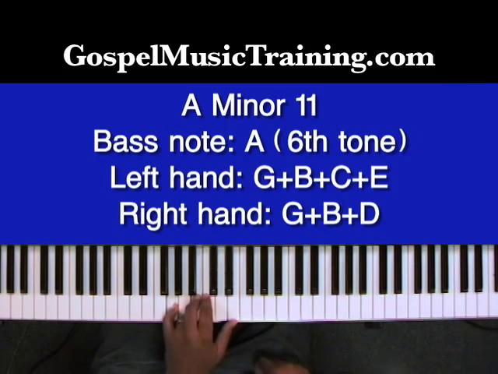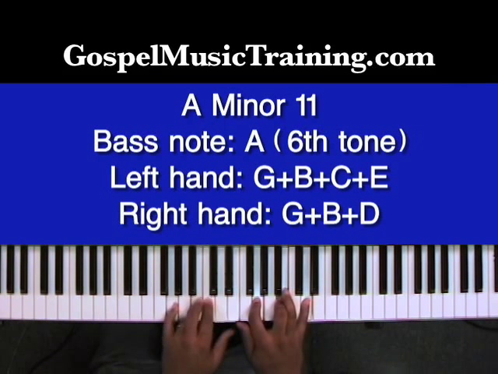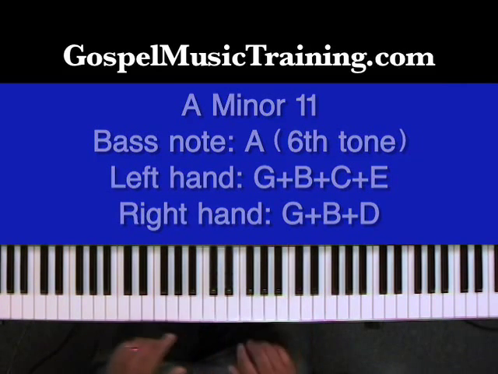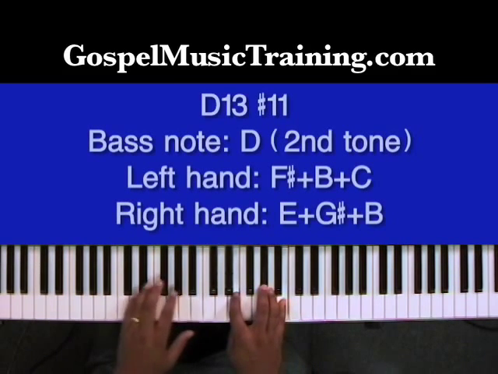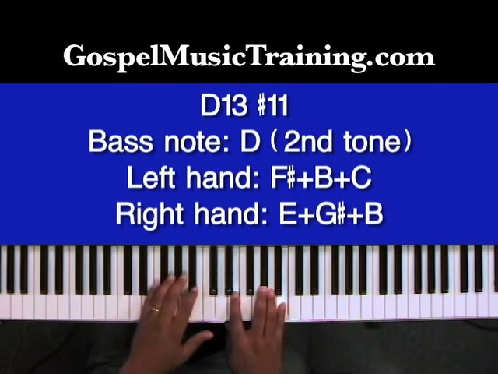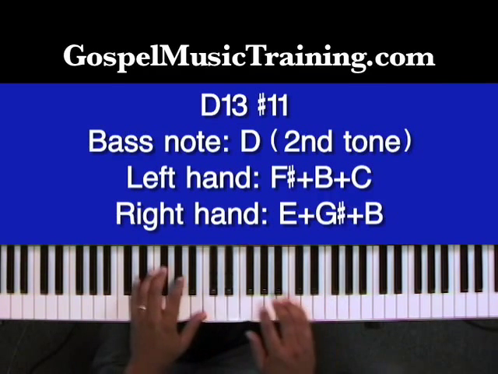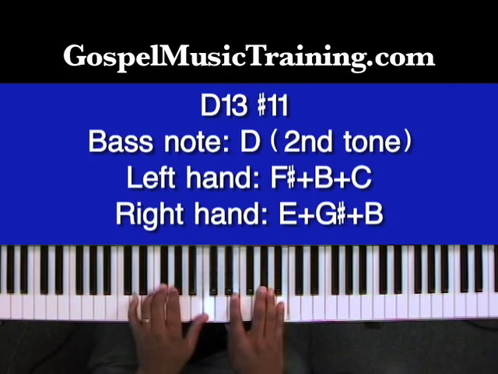So I got G, B, C, and E in my left hand, and in my right hand I have G, B, and D. Okay? Now from here, we can go to a 2. Now this is a different version of the 2. I showed you this one at first, but this one is different. It has the dominant sound because of the C.